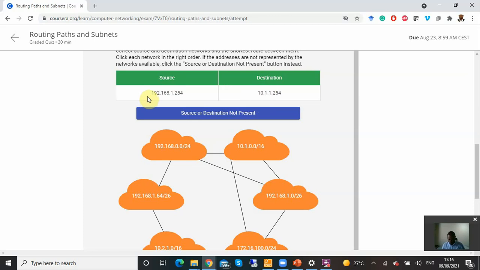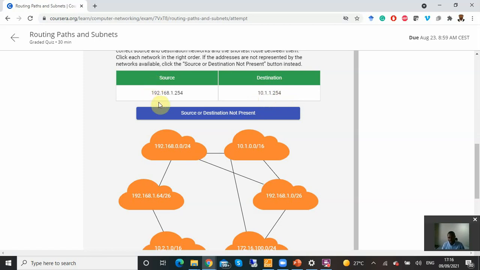And remember, in IP addresses, we have what is called network ID and host ID. For a class A, the first octet is the network address or network ID, while the remaining three octets are the host ID.